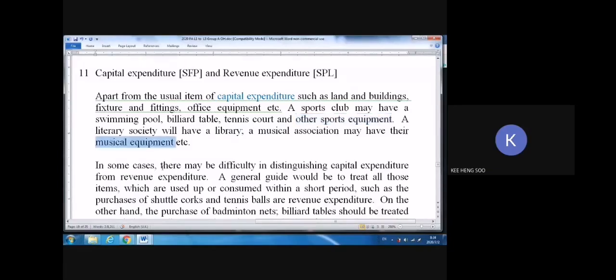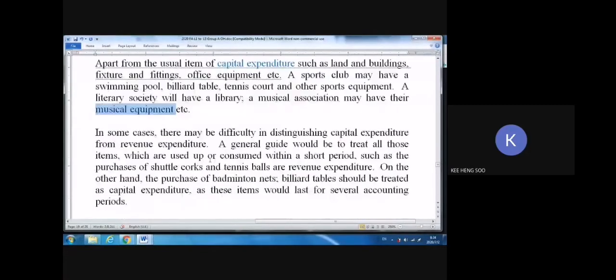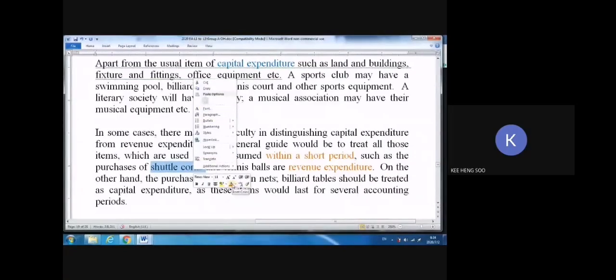So in some cases there are difficulties to differentiate between capital and revenue. A general guide will be those used up within a short period of time are considered as a revenue expenditure. That's why I mentioned already. For example, the shuttlecock. Can you see that? This one is considered as your expense because it can easily be consumed.